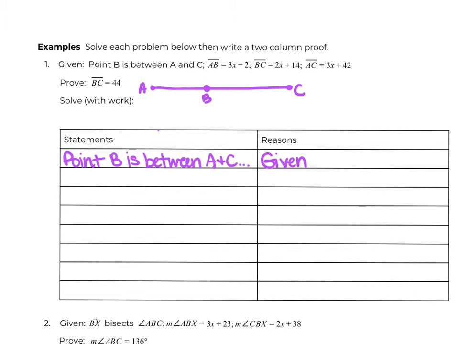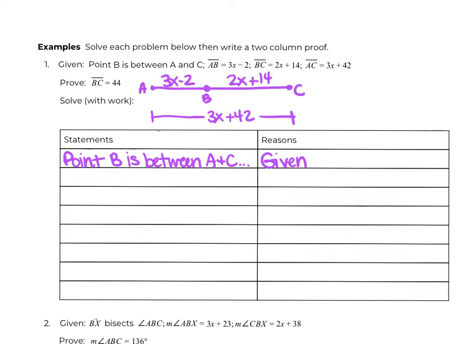So AB is 3x minus 2. BC is 2x plus 14. And do we have the whole? Correction. Yes. 3x plus 42.